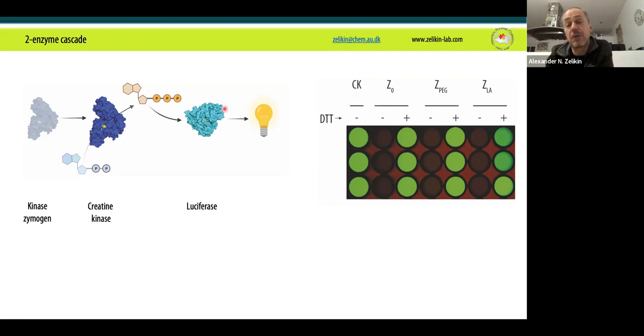In the simplest form, we can quantify and visualize it by luminescence because luciferase uses ATP as a cofactor for its catalysis. These are the three types of zymogens we used: the zero length, the PEG-based zymogen, and the polydisulfide. And you see there's no catalysis. But with a small molecule, with just DTT, we can reactivate and we have catalysis. So that's the first example, a very simple bi-enzymatic cascade.